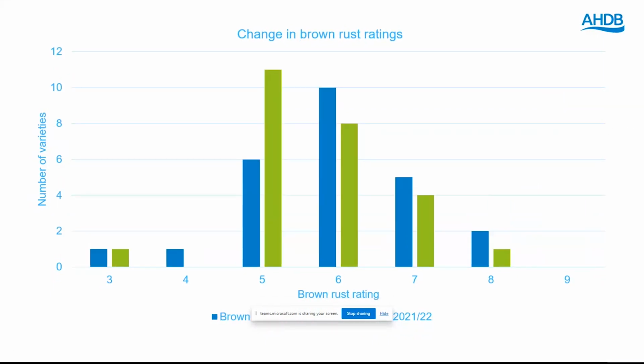When we look at the changes in the brown rust ratings, we can see there are many fewer changes. Remember, these were not subject to the reset slope. The only change is to use a weighted rating. So a few more are rated 5 and a few fewer rated 6 to 8.